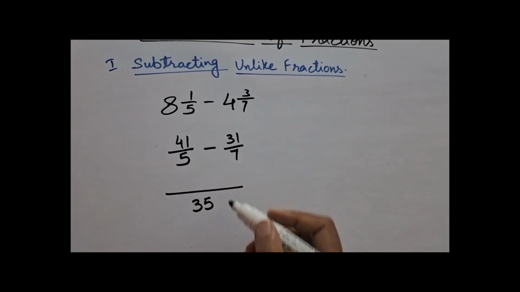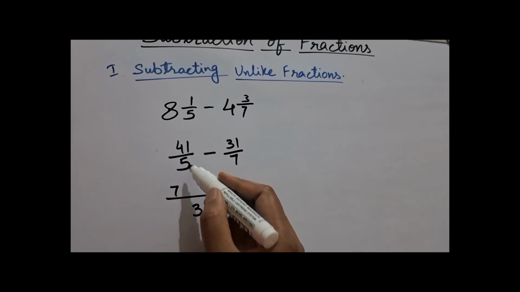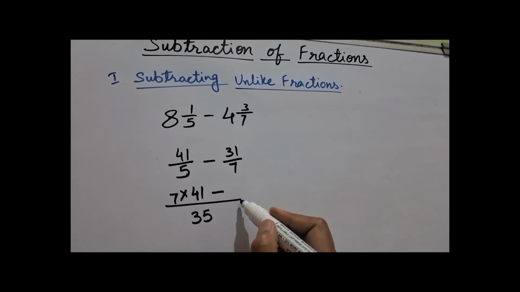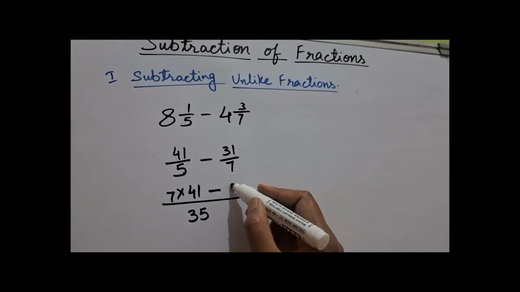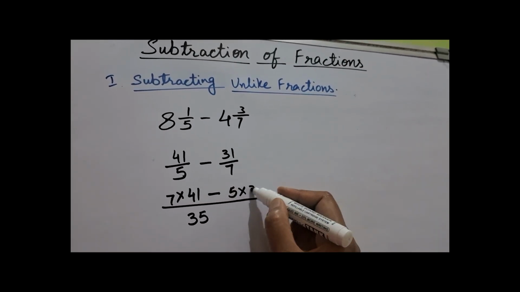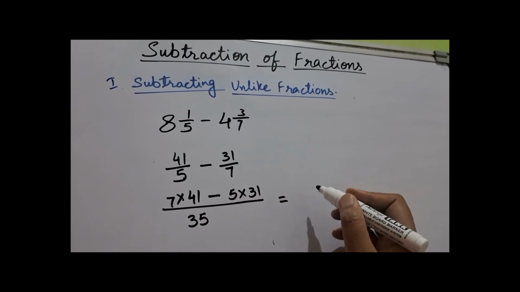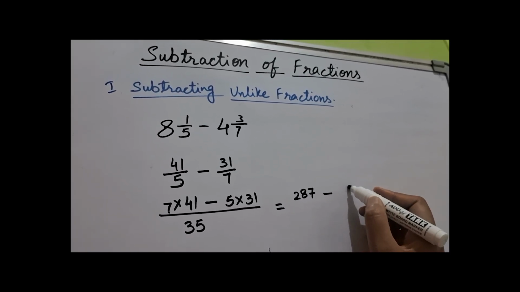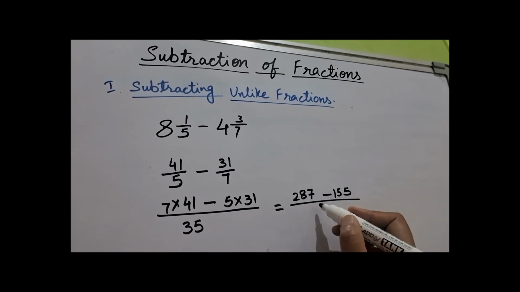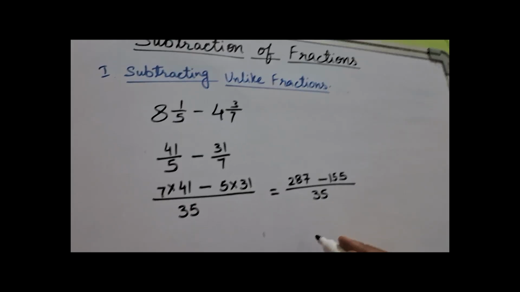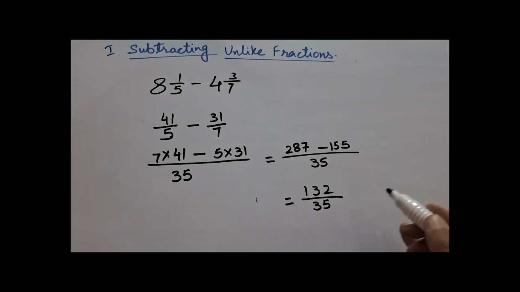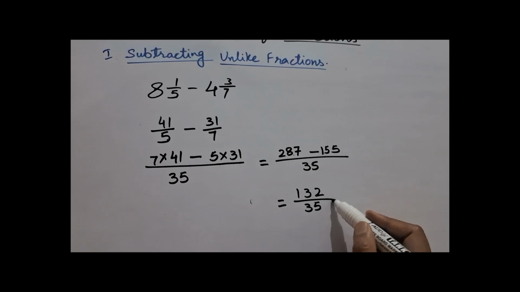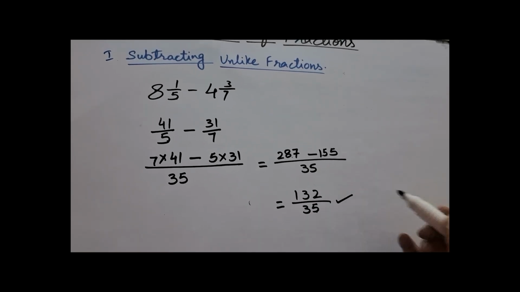35, and 5 7s are 35, that is 7. This 7 multiplied with numerator 41 minus 7 5s are 35, that is 5. 5 multiplied with this numerator 31, which gives us 287 minus 155 by 35, which gives us 287 minus 155, that is 132 by 35 as it is. This is the answer, children.